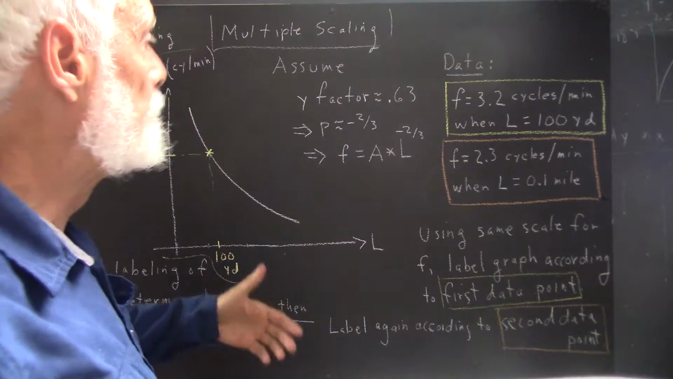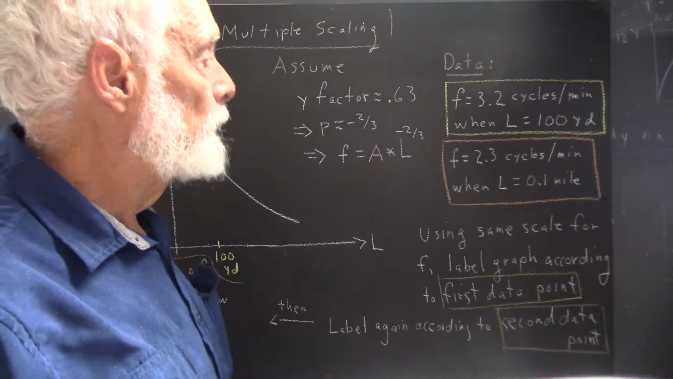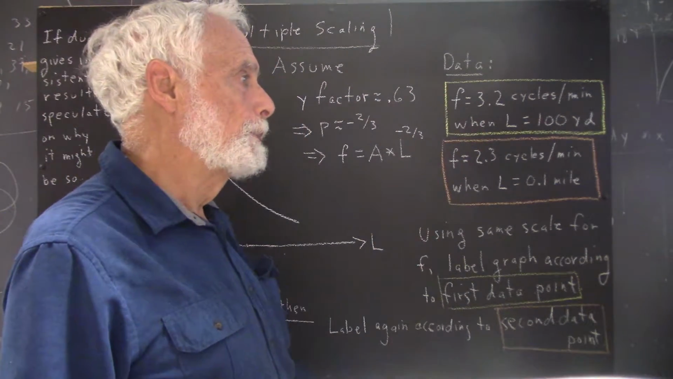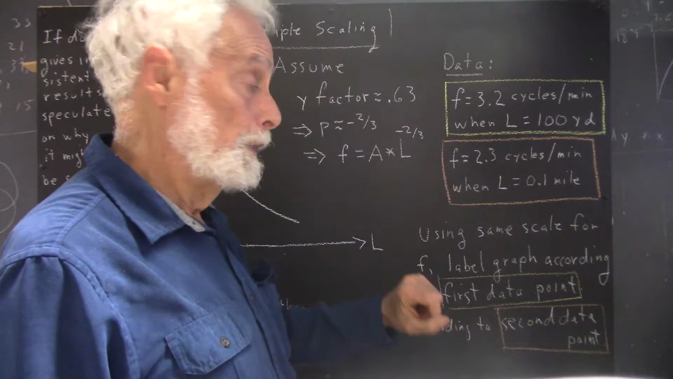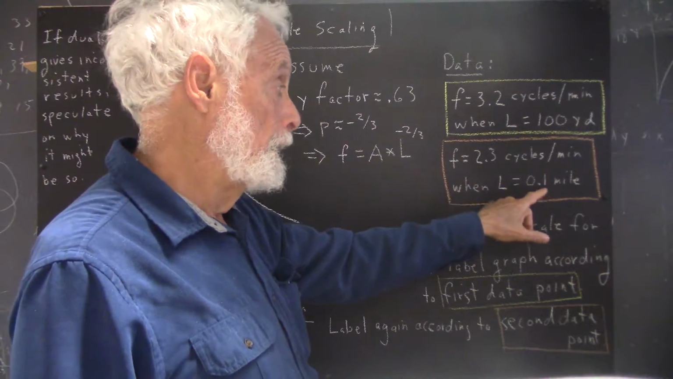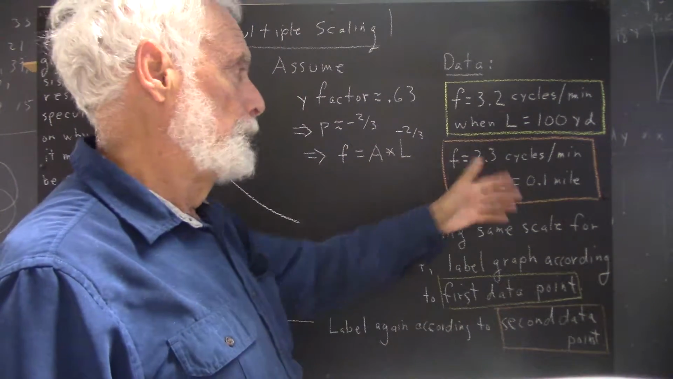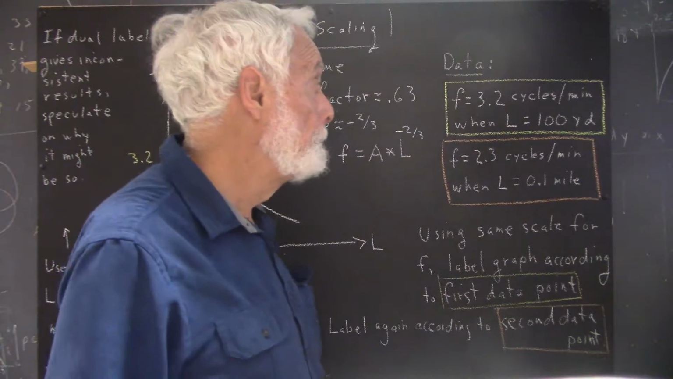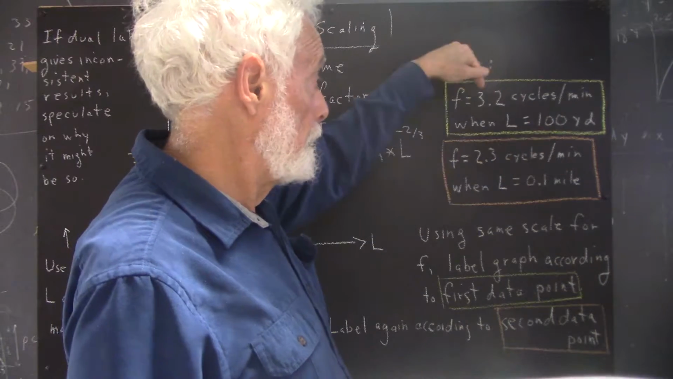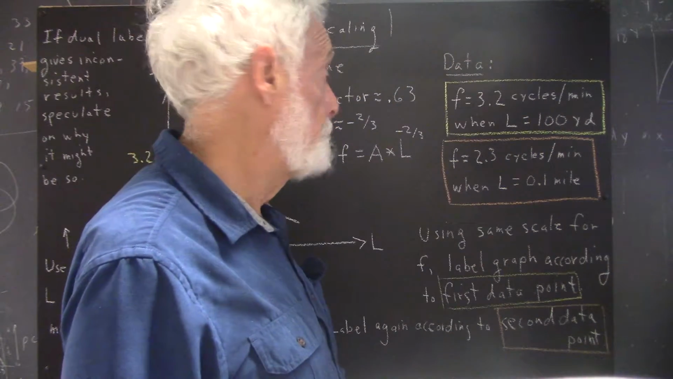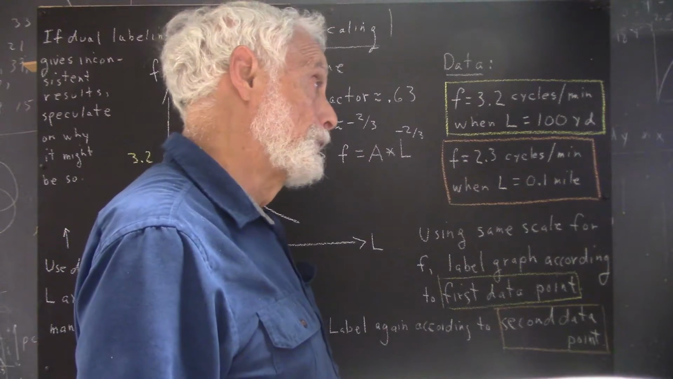Okay, well, in any case, now let's assume that we've taken some data to corroborate our results with much longer pendulums. We go out and find a tower 100 yards high, build a 100-yard pendulum. We go out and find a tower high enough to build a 1/10 of a mile pendulum. There are such towers. I doubt that we'd get access to them, but we could always try. And we observe the frequency of the 100-yard pendulum to be 3.2 cycles per minute, and the frequency of the 1/10 of a mile pendulum to be 2.3 cycles per minute.